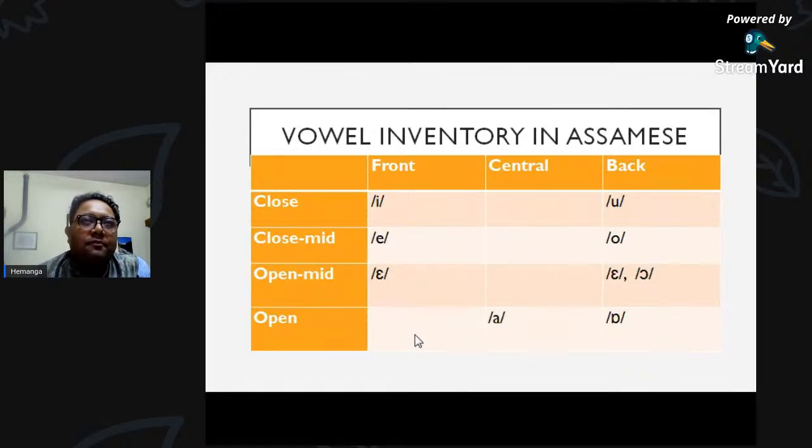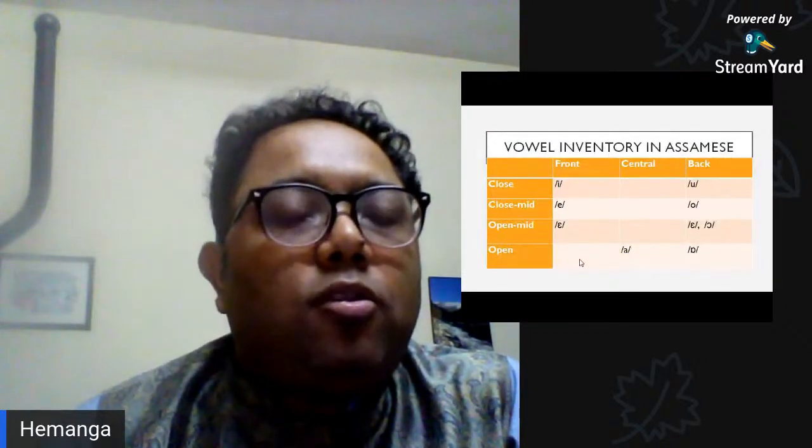But if I say I eat bread. So I can say I eat bread. So E and E are phonemes because the vowel length distinction is very phonemic here. But in Assamese, we don't have the vowel length distinction. So this is E, the short vowel.